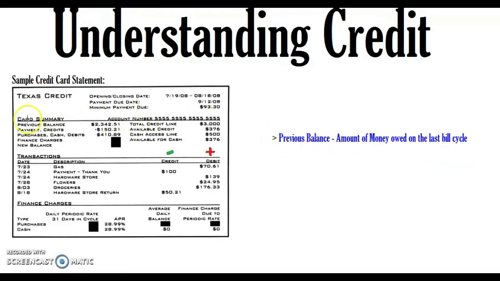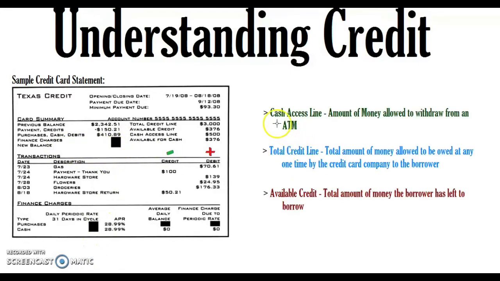Everything is based on the balance. The previous balance is located under the card summary. It's the amount of money owed on the last bill cycle. The new balance is the amount of money owed on the current bill cycle. It's something we're going to have to calculate. The cash access line is the amount of money allowed to withdraw from an ATM. That's given to you right here.